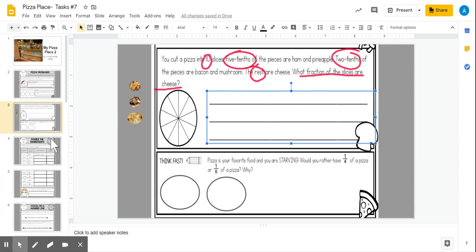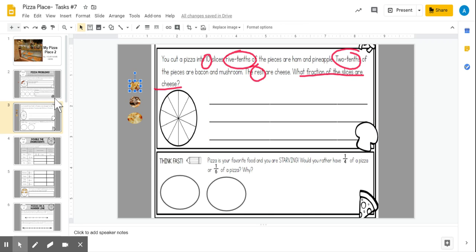Okay. So here's our 10 slice pizza. 5/10 of the pieces are ham and pineapple. So here's our little ham and pineapple picture. So I'm gonna make some extras, and it says 5/10. So 5 pieces. So 1, 2, 3, 4, 5. Okay, so we have those covered, and this says 2/10 of the pieces are bacon and mushroom. So we're gonna do 1, 2.